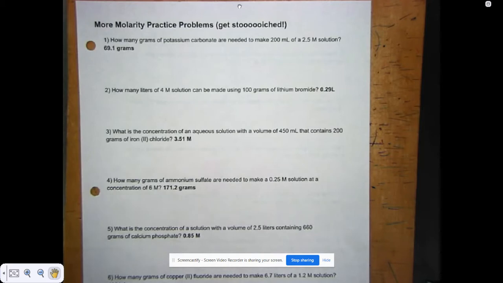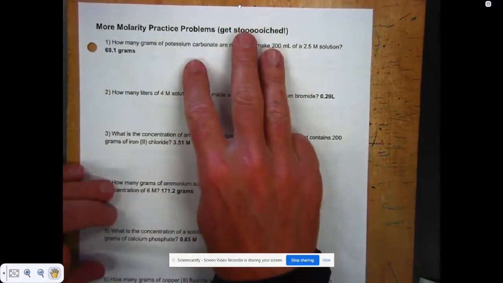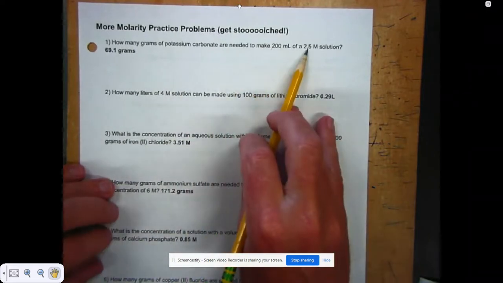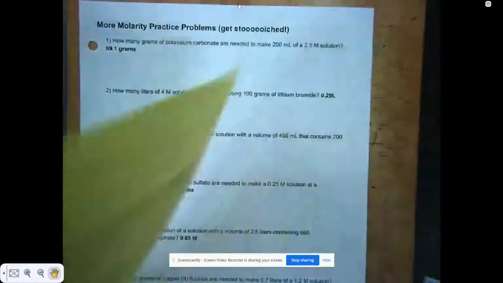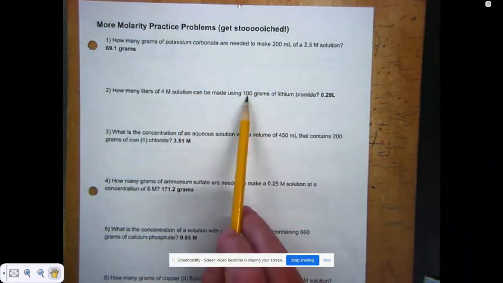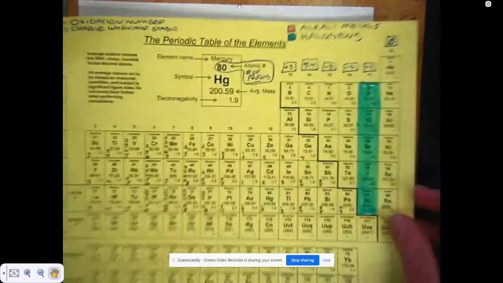Okay, buddies. So here we are. We're talking about how to solve molarity problems. In all of these problems, there's always going to be three numbers that you have to deal with. Two of the numbers are going to be in the problem, and then the third number is going to be on your periodic table. It's going to be the molar mass. And in each case, you have to use all three numbers. You have to use the two numbers in the problem, and you have to use the molar mass.